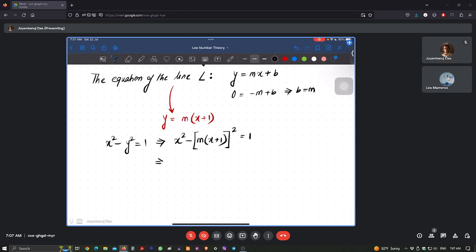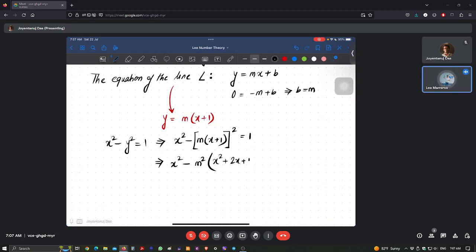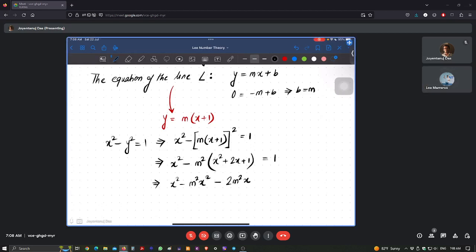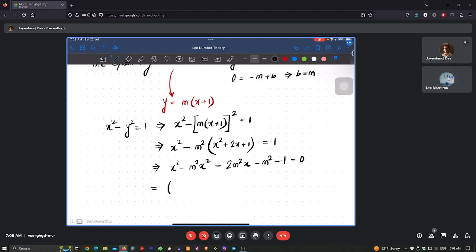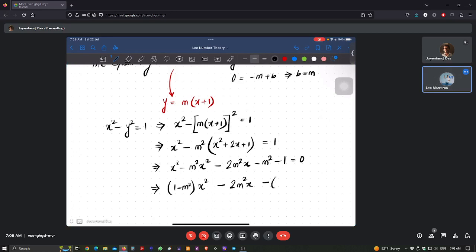Now expanding, what you have? n square, k square was 1. So now if we expand, minus n square equal 1. So now taking the coefficients together: x square, 2n square, n square plus 1.